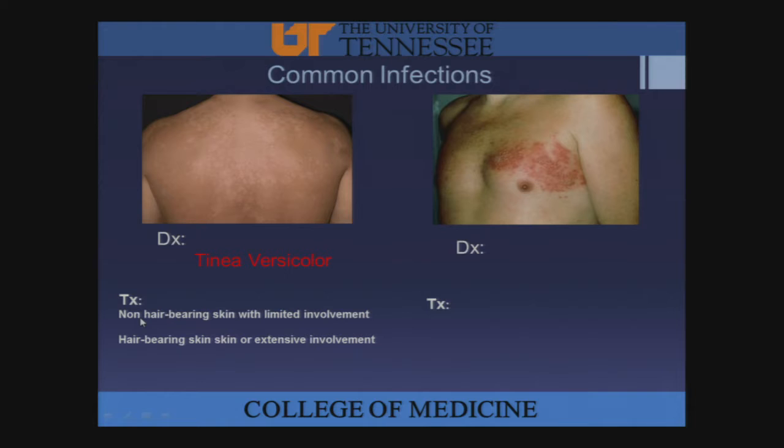If it happens in your non-hair-bearing skin with limited involvement, then how do you treat it? Okay, creams. If it's in hair-bearing skin, oral. That's the main thing you need to remember about this. How do you diagnose this? Good, and that's the other thing. You see this spaghetti and meatball type pattern in your KOH or potassium hydroxide preparation. It's branching hyphae, that's what you're going to see.